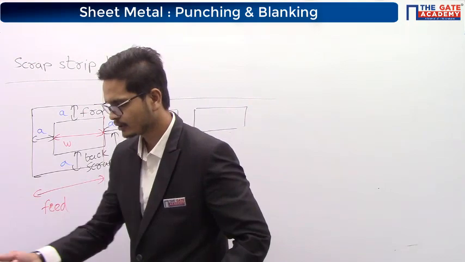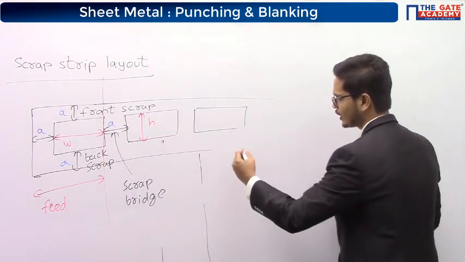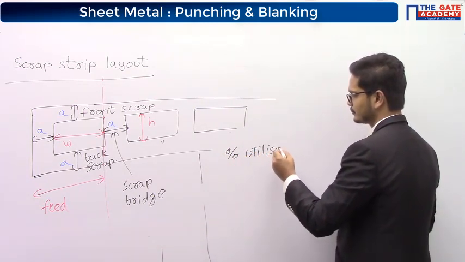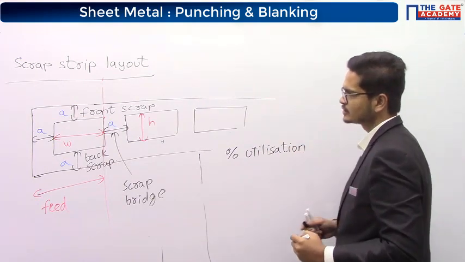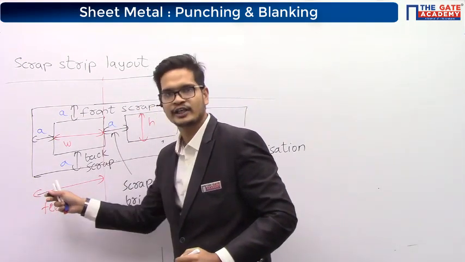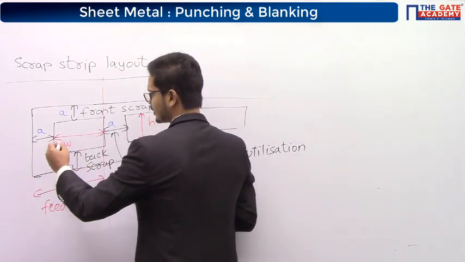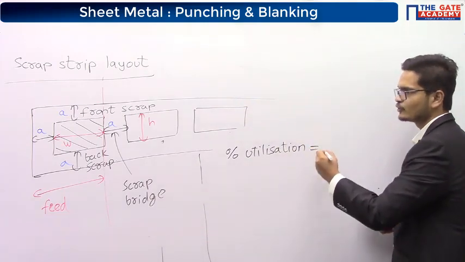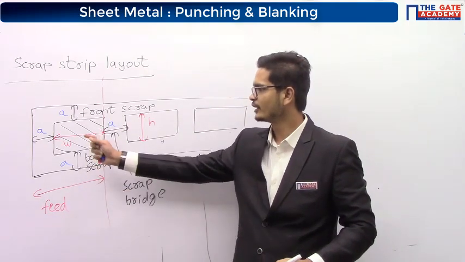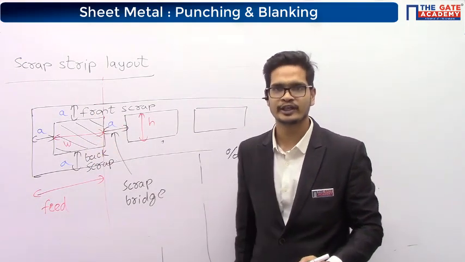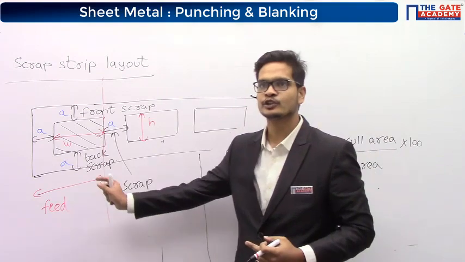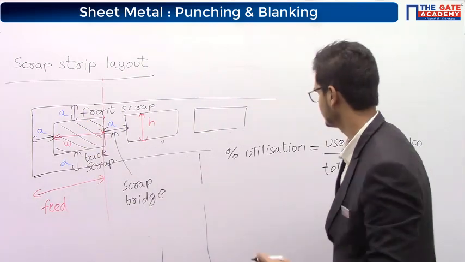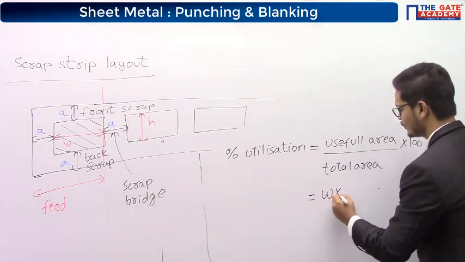Now let us see how much percentage of metal is utilized. Percentage utilization. Out of the entire feed, only this much area we used. So what is the useful area? In terms of W, A, H, what is the useful area? Can anyone tell me? The useful area will be W into H, right?